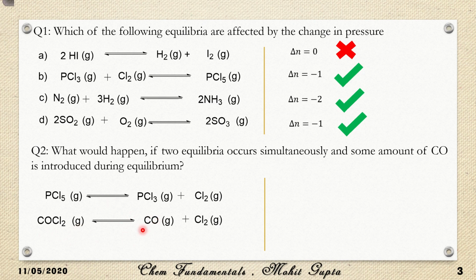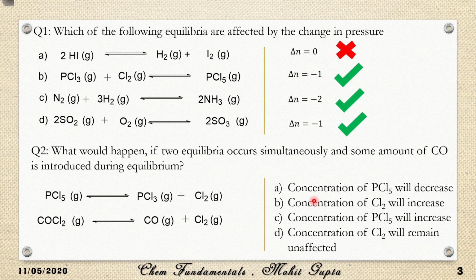So this in turn affects the first equilibrium where we have chlorine gas. Now the concentration of chlorine is decreasing, which means the equilibrium of the first reaction would shift in the forward direction. Why? Because the concentration of Cl2 is decreasing and the equilibrium tries to oppose it. So the equilibrium will try to increase the concentration of Cl2, and what would it do? It will decompose the PCl5 to produce more PCl3 and more Cl2.